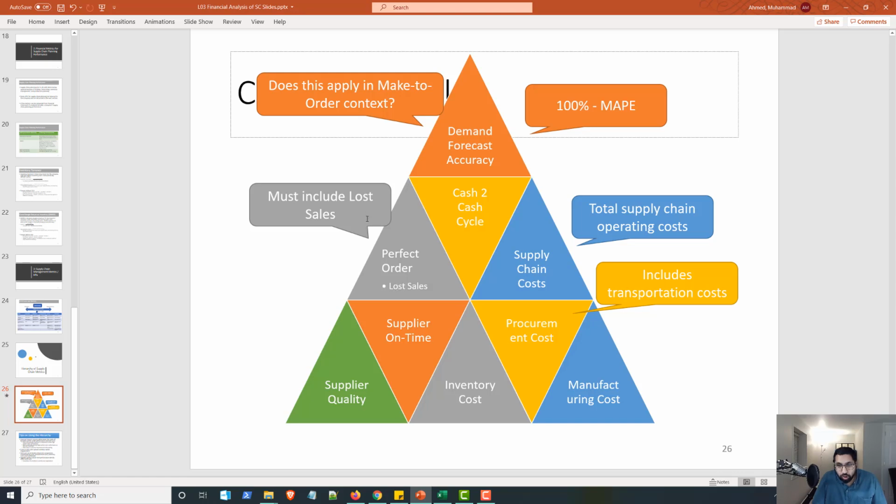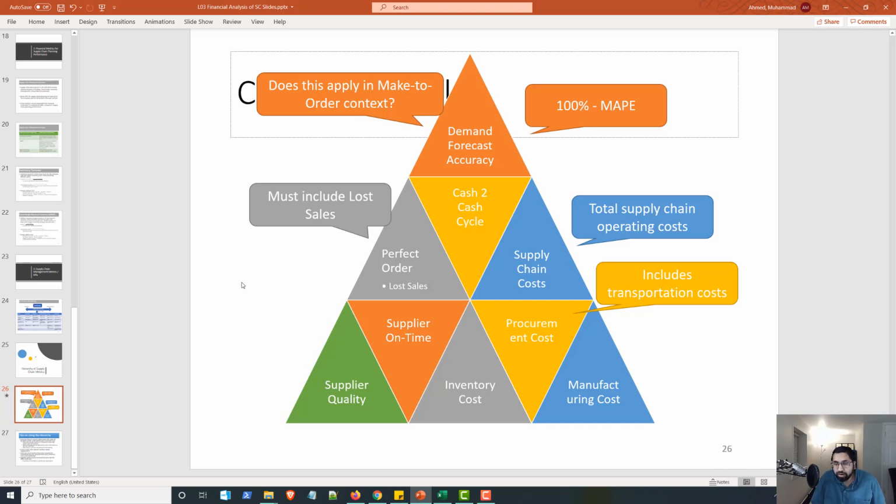Okay. So at the top of the triangle, the peak, it says demand forecast accuracy. What that's telling you is that's the first thing you need to improve on, because that's going to impact the second level of this pyramid, the cost there, right? So if your forecast accuracy is really bad, then you have to have a high safety stock that's going to increase your supply chain cost. If your forecast accuracy is bad, you're going to have lost sales, which will decrease your perfect order.